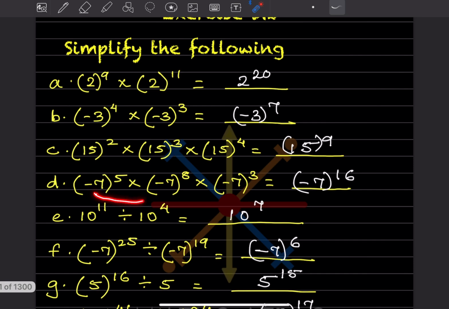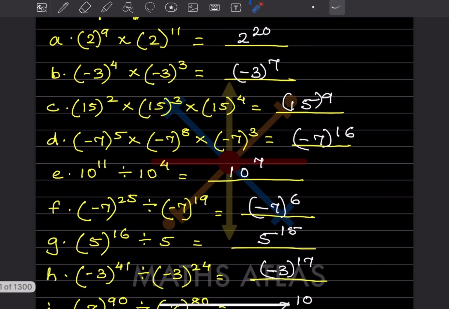Again here the same, the base is the same, so you'll write minus 7. This is the power. So 5 plus 8 plus 3. So this is going to be 13 plus 3, which is going to be 16.